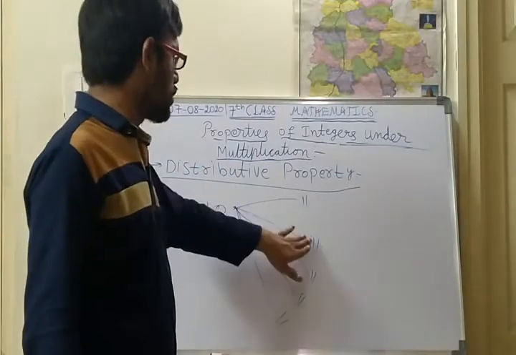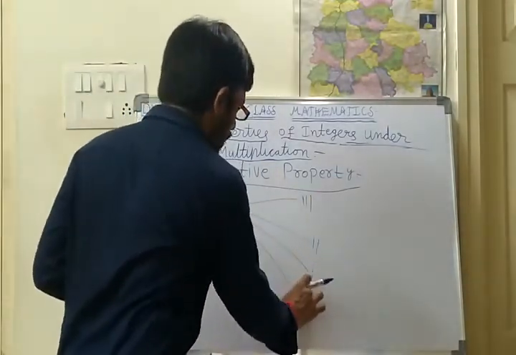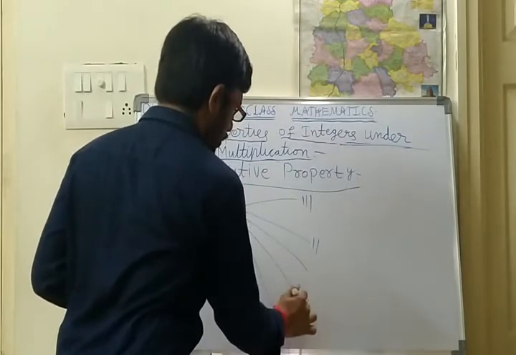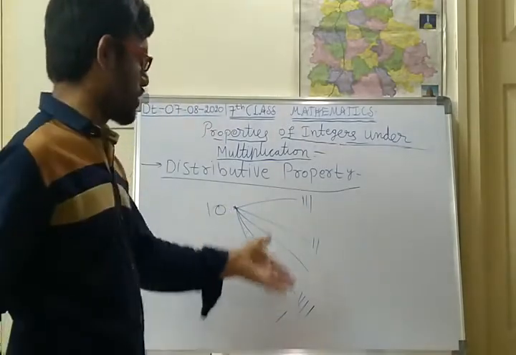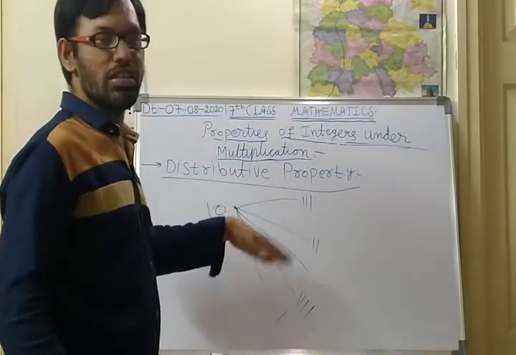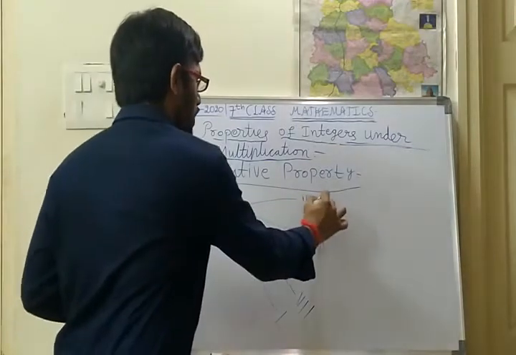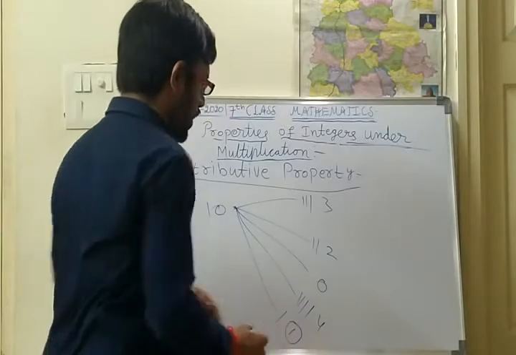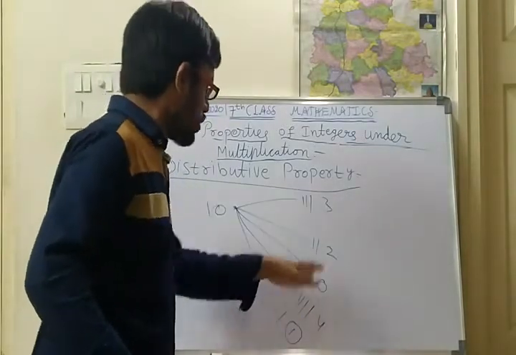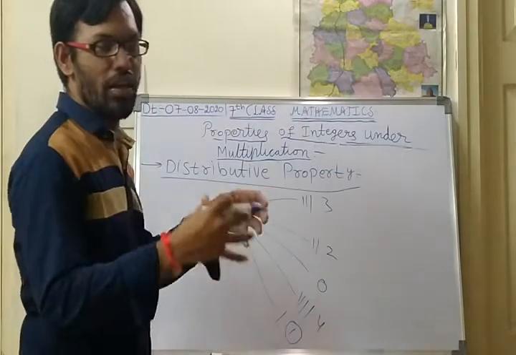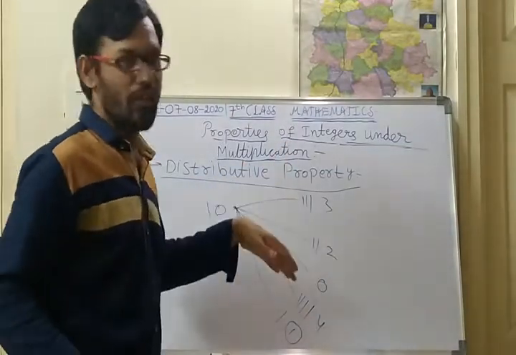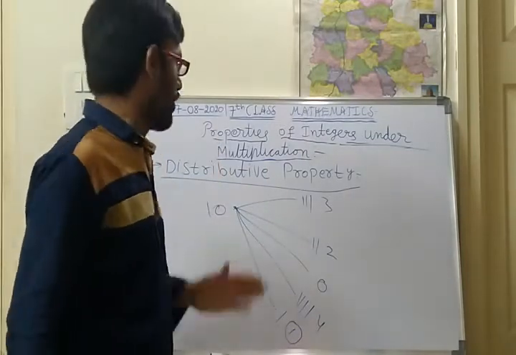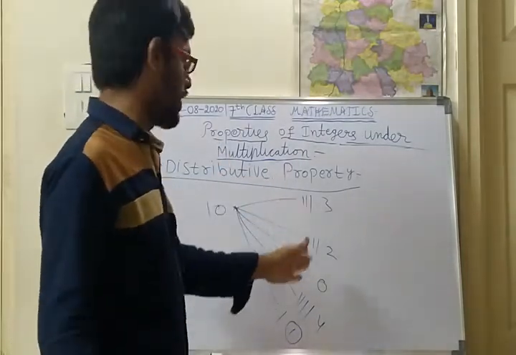Because if you distribute in a random way, what will happen? There might be some sort of clashes, like 3, 2, 0, 4, 1, 4, 5, 6, 7, 8, 9, 10. If you distribute like this, there will be misunderstandings among them, and they might all be scolding you, saying distribute equally.